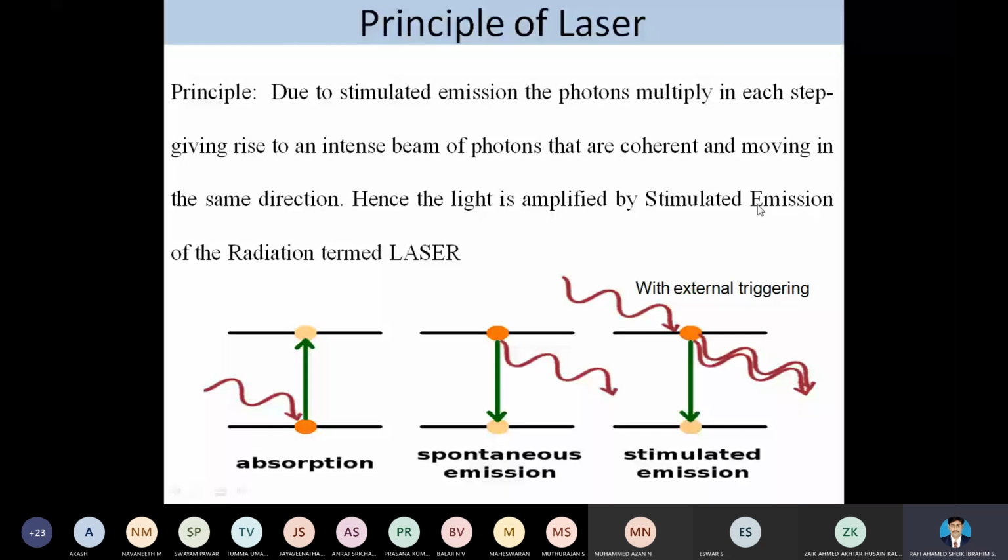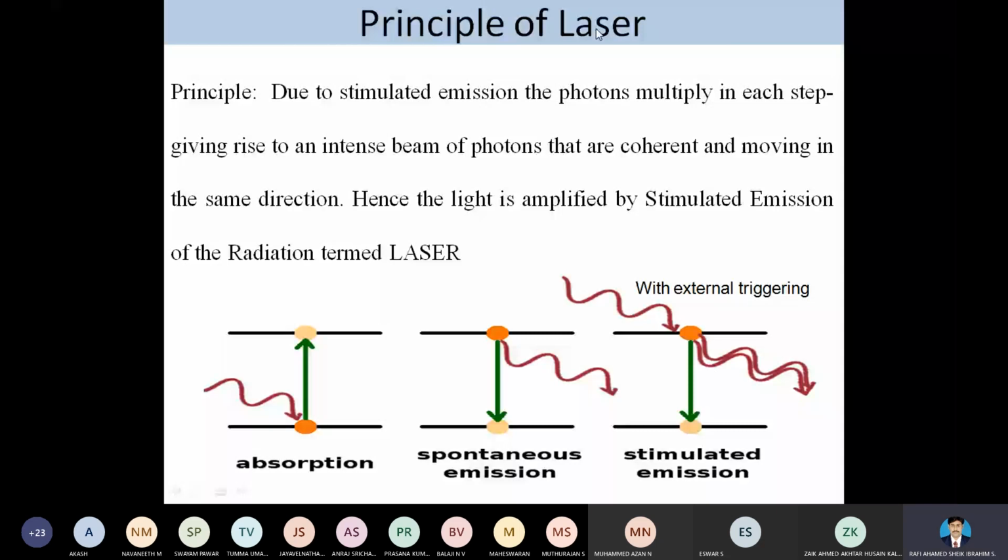So now we are going to see how this stimulated emission takes place. What is the working mechanism for this stimulated emission? This is our next consideration. Our topic is the principle of laser. You need not write all the things here. In a single word, you can say that the principle of laser is stimulated emission.